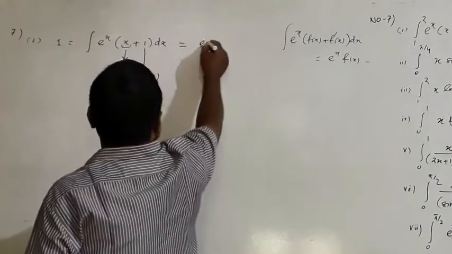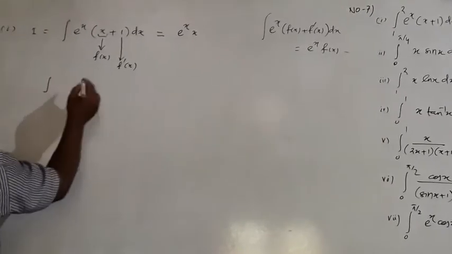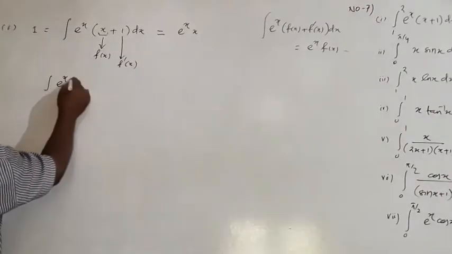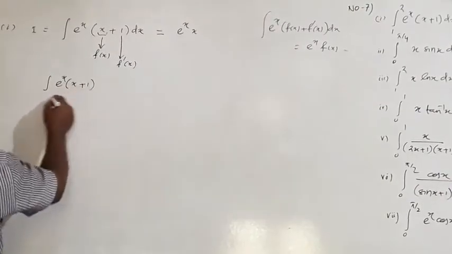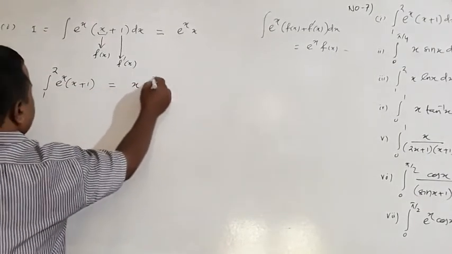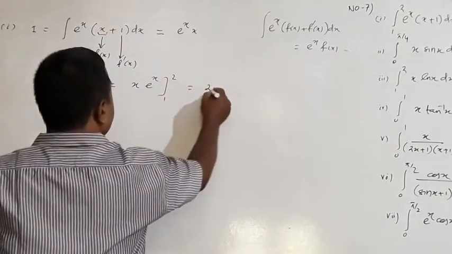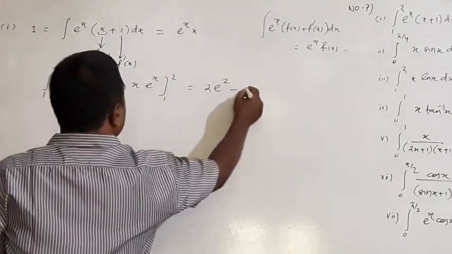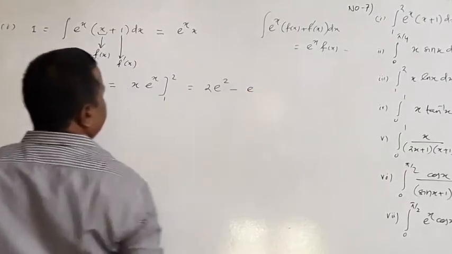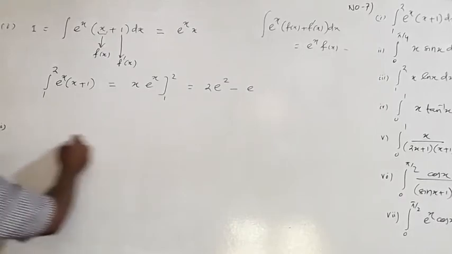So the integration is e to the power x into x. Now the integration of e to the power x into x plus 1 from 1 to 2 gives x into e to the power x from 1 to 2. So the result is 2 e square minus 1 into e to the power 1, that is 2 e square minus e. It is the answer.